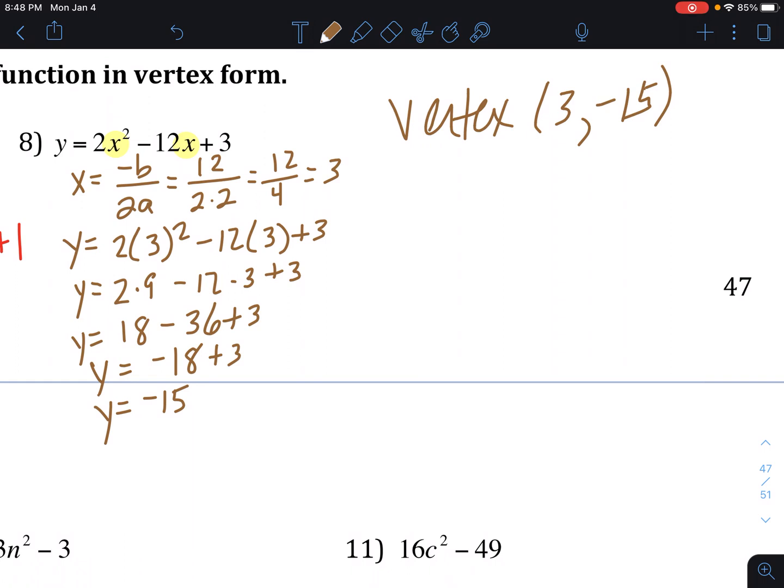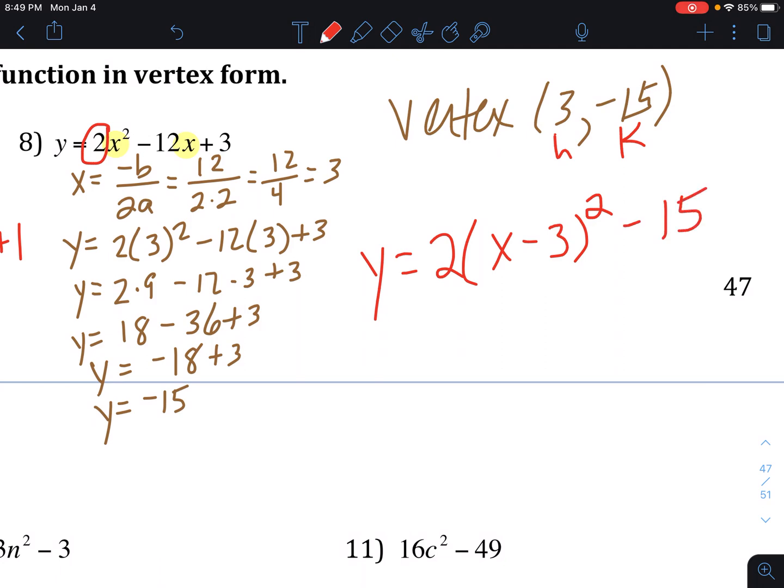So now we can start writing our equation in vertex form. Y equals, the a is the a back here, recycle it, and then in parentheses x minus h. Remember the vertex hk, like I mentioned on the previous problem. And then don't forget your squared. And then plus k would be minus 15.